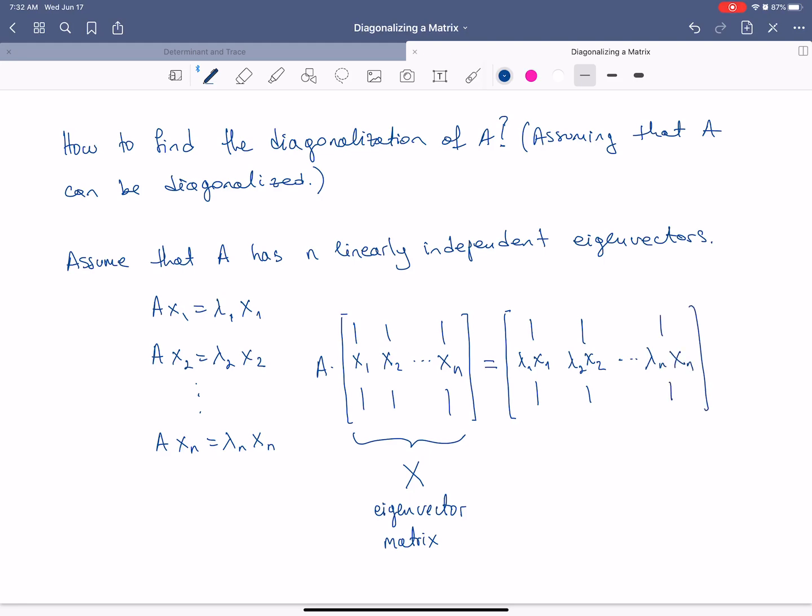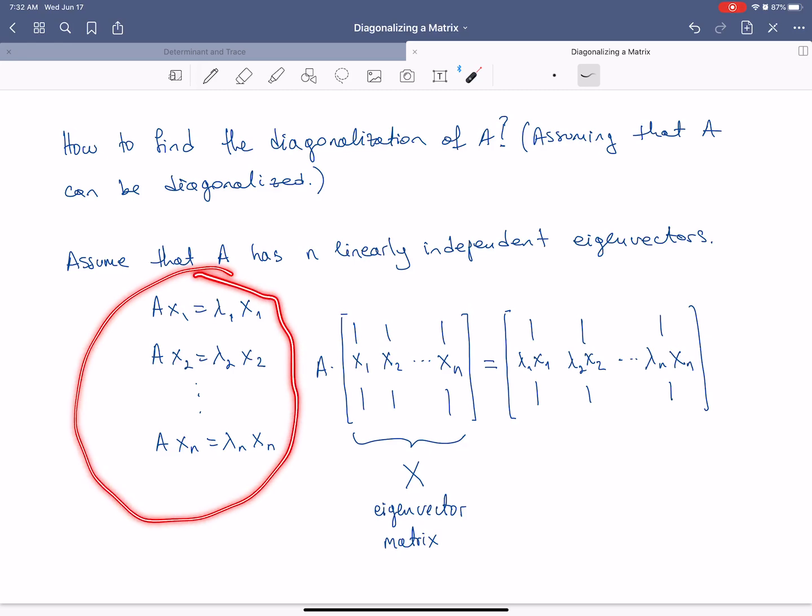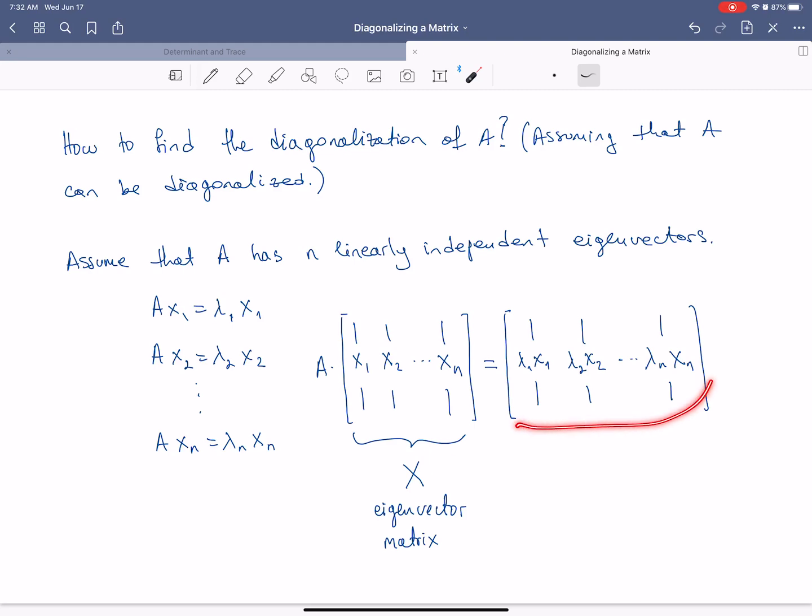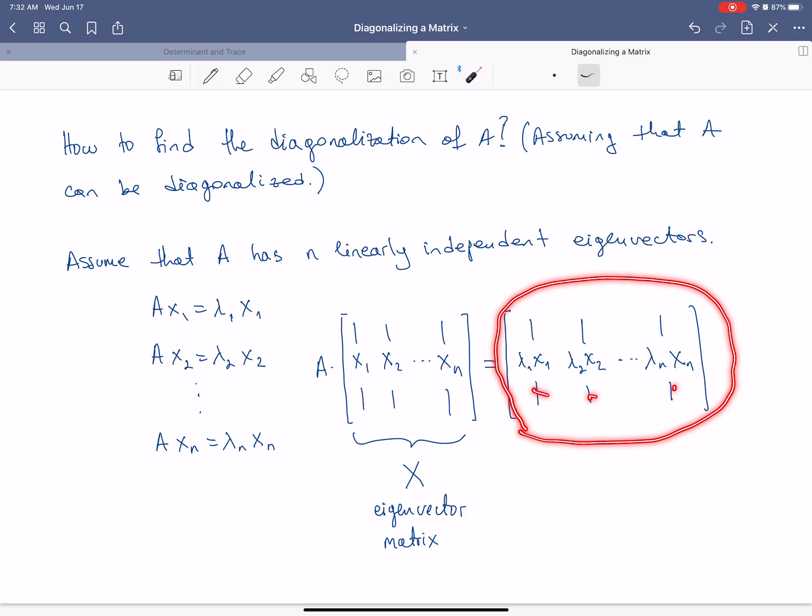So you see, we can summarize these equations into matrix multiplication. Obviously this matrix over here is the matrix A times X. Now, forgetting about A for a moment, the columns of this matrix are linear combinations of the columns of X. What are those linear combinations? Well, if I just multiply the first column by lambda 1, I'm going to get lambda 1 x1. If I multiply the second column by lambda 2, I'm going to get the second column of the result.